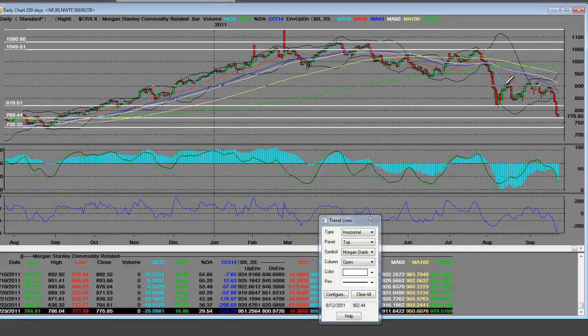Here's the break point, and here's your support level. It came down and it went through it. So we're going to see what happens there. Those are the names. That's the CRX, Morgan Stanley Commodity Related Sector Index, with all great names.